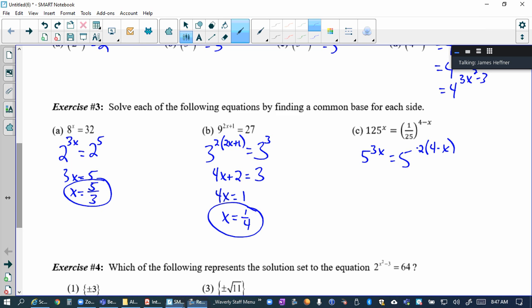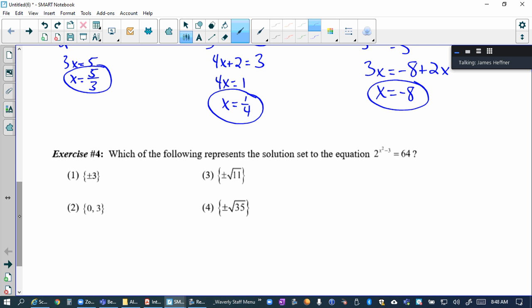So then we have 3x equals -8 plus 2x, right? So if we subtract 2x from both sides, it's pretty simple, right? We just get x equals -8. All right? Does anybody have any questions on that guy? Okay. Let's go down here.